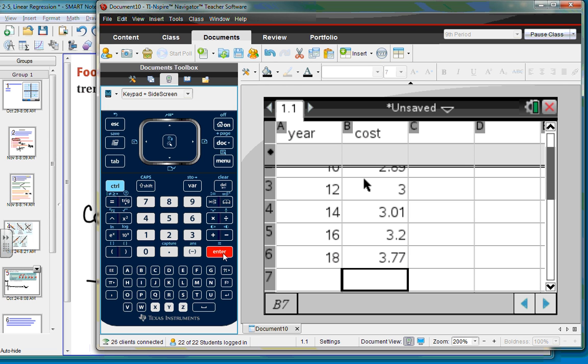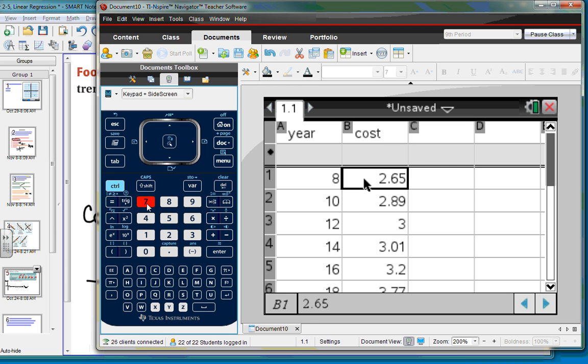Okay. So now, B is going to be your cost. Now, what I want you guys to always do is make sure that all of your data is entered in correctly. Because if it's not, you're not going to get the right regression model, which means if you don't have the right regression model, there's no point in doing it. So now we've entered in our data, so now what do I need to do? What's the next header on our steps?